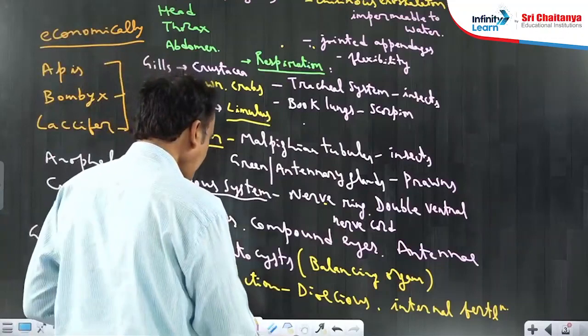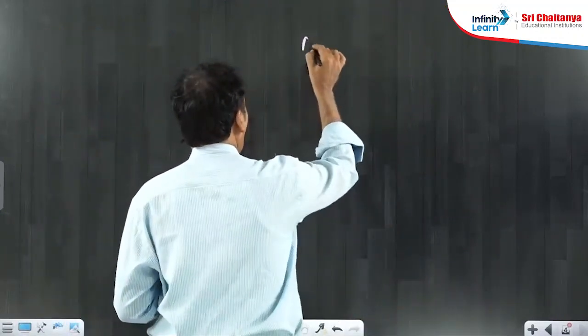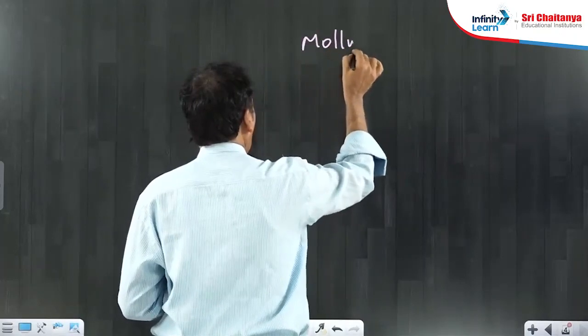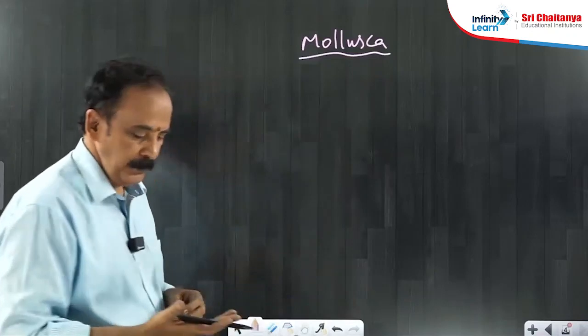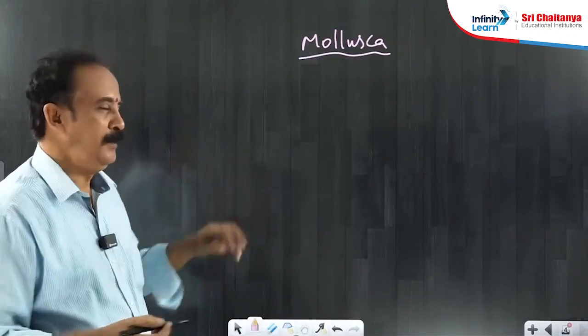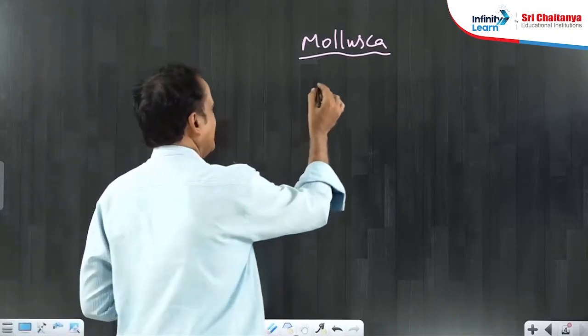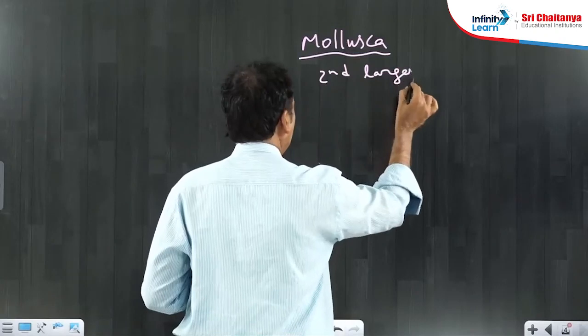And when it comes to the phylum Mollusca, this is derived from the Greek word called mollis, means soft. So this will include soft bodied animals. This is the second largest phylum.